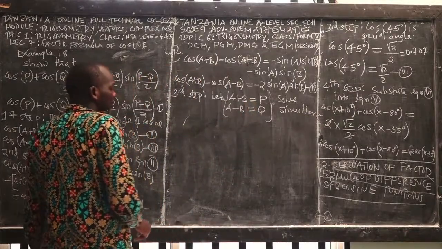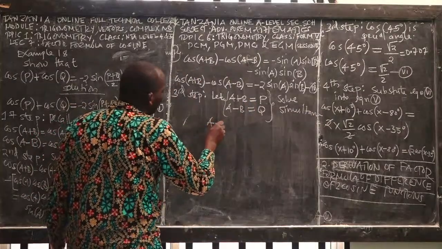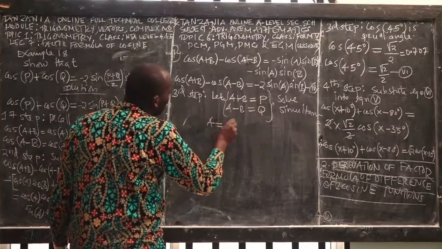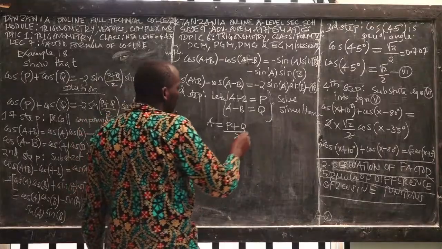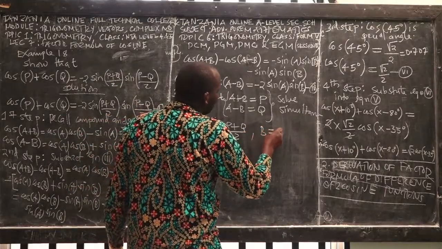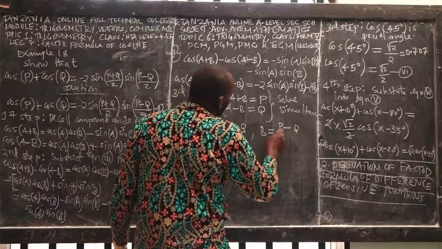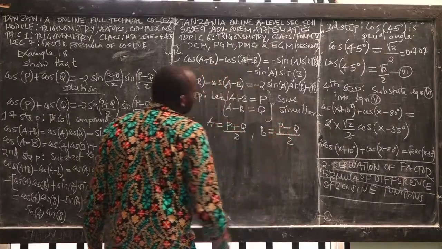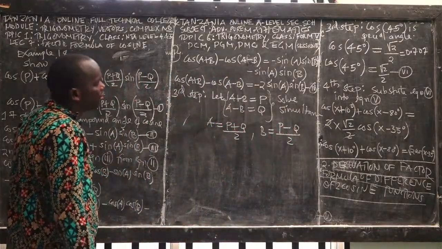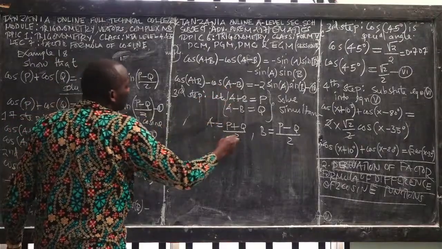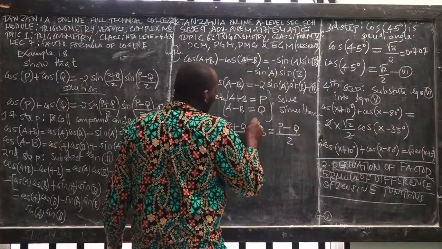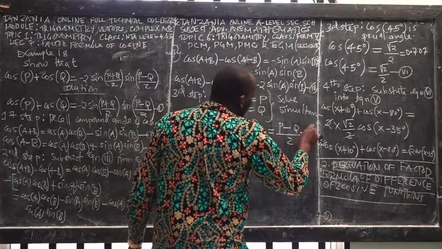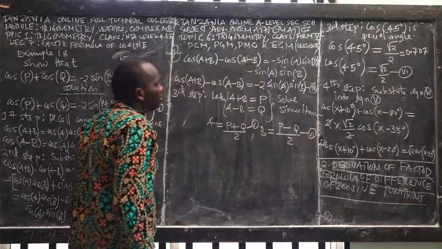You have become an expert right now to deal with this. Finally, you know that A is equal to P plus Q over 2, and B is equal to P minus Q over 2. I have taught you how to move from here to here. So this becomes equation 5 and this one becomes equation 6.